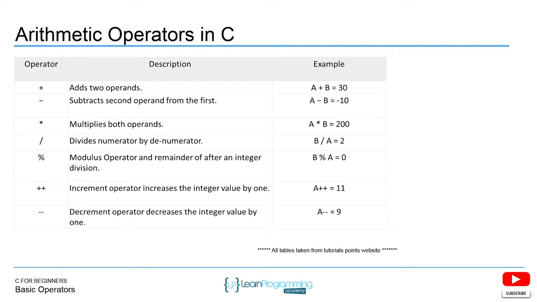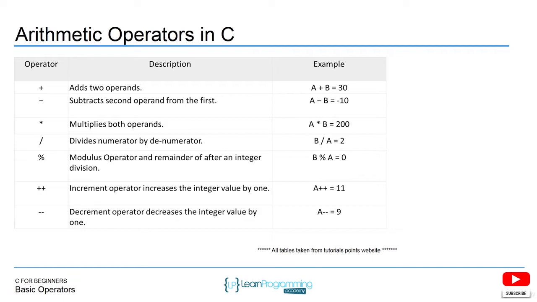So if you were to say a variable b percent a, what is that going to be equal to? If b was equal to 20 and a was equal to 12, the modulus operator would return 8 because that's the remainder of 20 divided by 12.